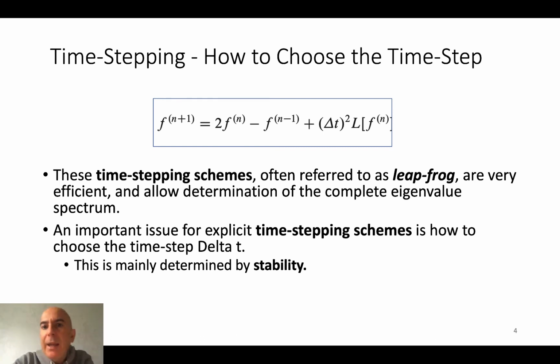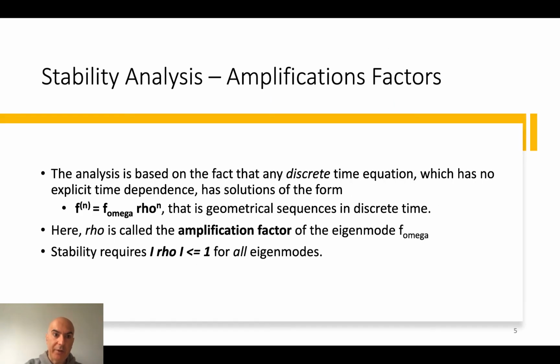So a question we might have is, well, can we use any value for delta t? Well, the answer is no. There is a criterion that is called the stability criterion. When we do stability analysis, we need to introduce a so-called amplification factor rho. The analysis that we're going to do is based on the fact that any discrete time equation, which has no explicit time dependence, has a solution of the form depending on the eigenvalues and eigenfunctions of the problem.